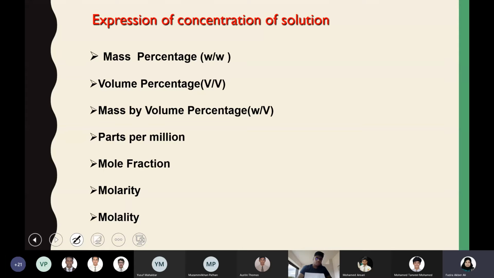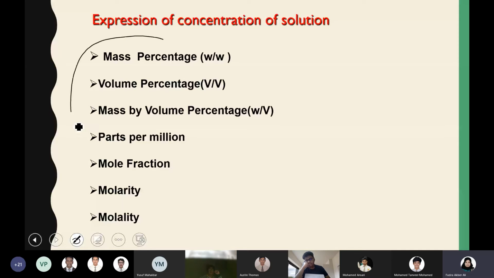So there are different ways of expressing the concentration, and all of them we already discussed in grade 11, but it's going to help you this year also. So we'll just go through it as a recap, and we'll do 2 or 3 questions based on this before we start looking into the grade 12 topic. There are 7 different ways discussed in grade 11: mass percentage, volume percentage, mass by volume percentage, parts per million, mole fraction, molarity, and molality.